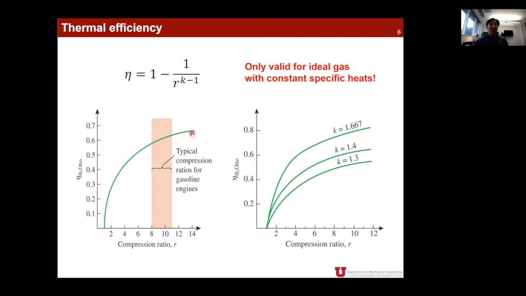So what does it mean? In order to have a more efficient spark ignition engine, you basically have to increase the compression ratio.